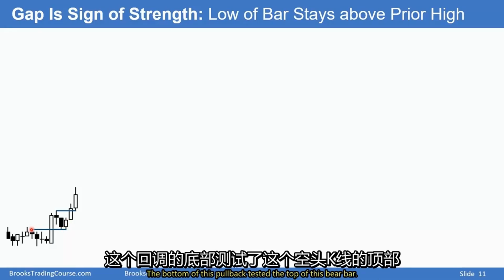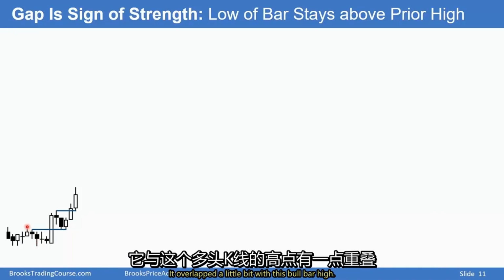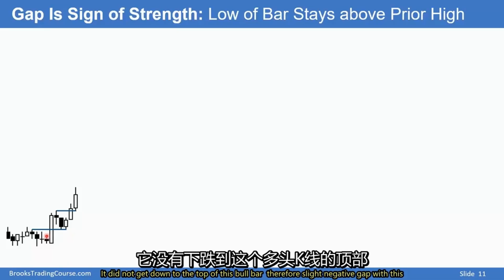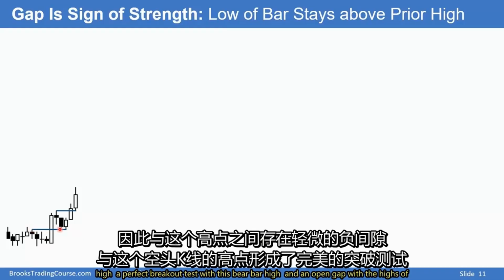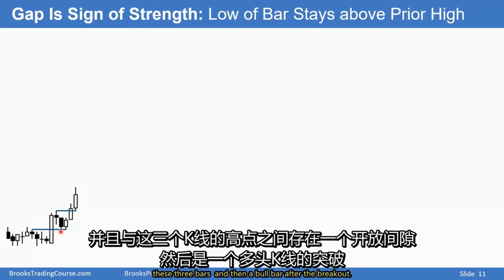The bottom of this pullback tested the top of this bear bar. It overlapped a little bit with this bull bar high. It did not get down to the top of this bull bar. Therefore, slight negative gap with this high, a perfect breakout test with this bear bar high, and an open gap with the highs of these three bars. And then a bull bar after the breakout.